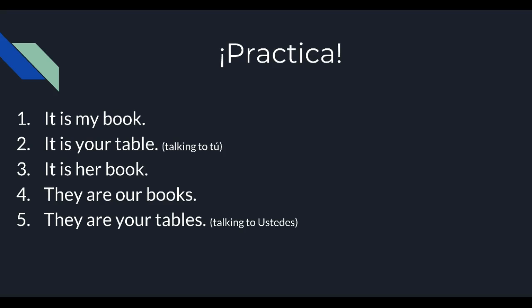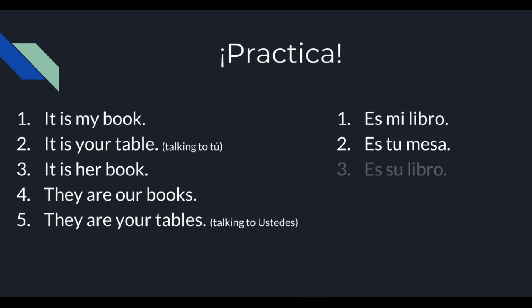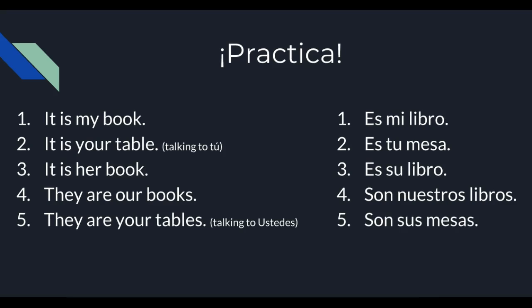Okay, hopefully you've had a chance to try those 5 sentences in Spanish. Let's look at the answers and see how you did. Número 1, es mi libro. For número 2, you should have es tu mesa. Número 3, es su libro. Número 4, son nuestros libros. Número 5, son sus mesas.